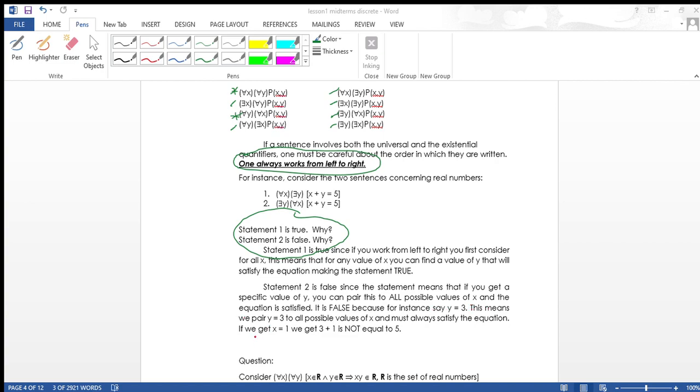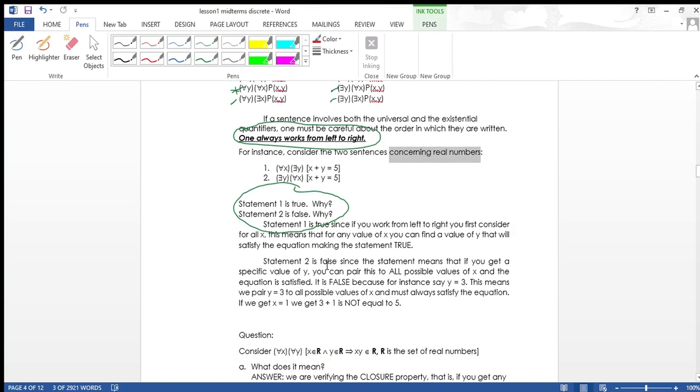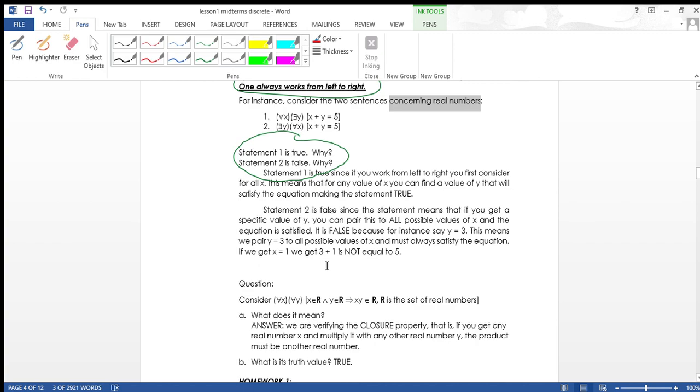Example, if I choose y is 7, x must be minus 2. So that 7 minus 2 is 5. If my y, let's say, is 3, then my x must be 2 because 3 plus 2 is equal to 5. Making now this to be true. Okay? So again, when there are two quantifiers and there are two variables, you always work from left to right. Okay? So there you have it.